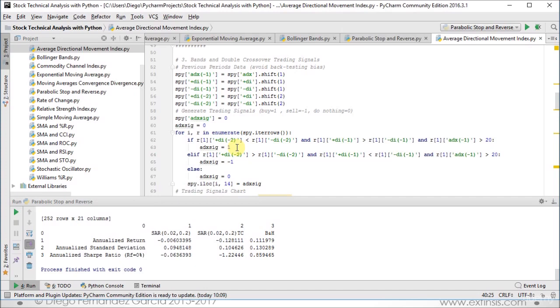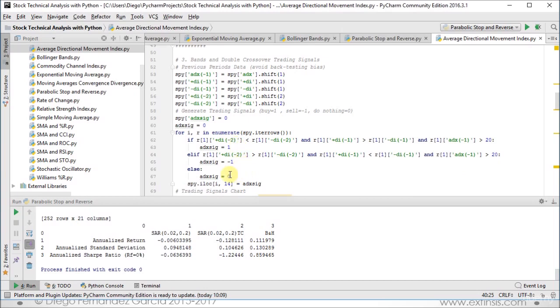If this is not the case, we enter a second conditional, which is a nested if or elif, in which we're going to ask if our second previous period's positive directional index was greater than the negative directional index from second previous period, and the previous period's positive directional index is less than the previous period's negative directional index, and this is confirmed by the previous period's average directional movement index being above +20, then the signal is going to be -1 or a sell signal. If none of these two conditions is met, then we have a 0, which is do nothing.